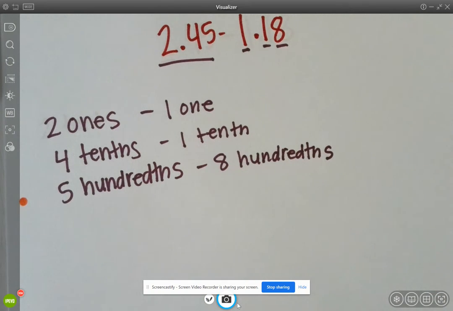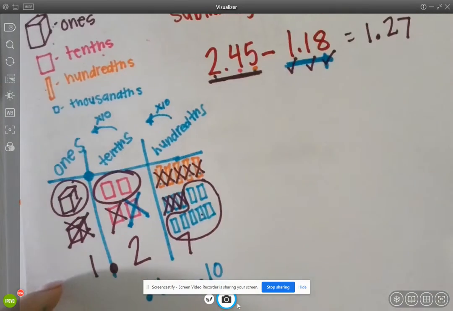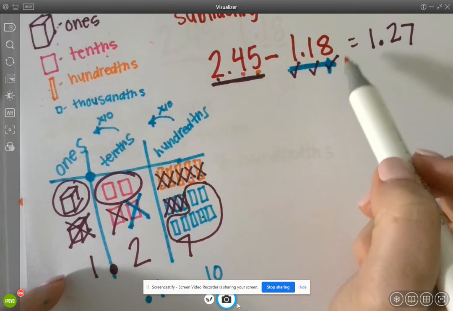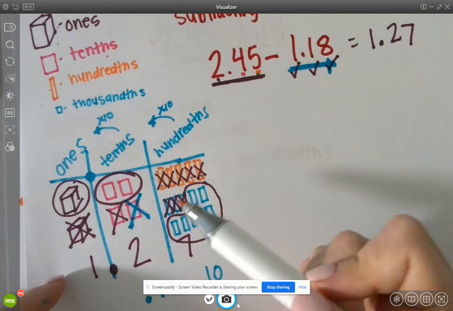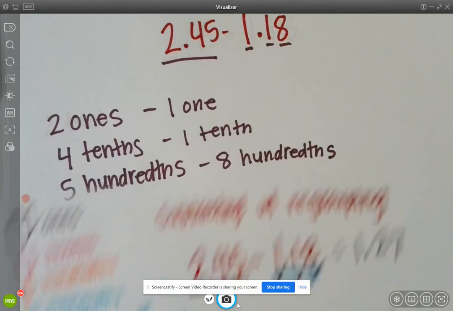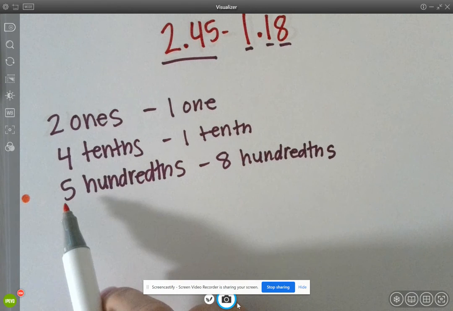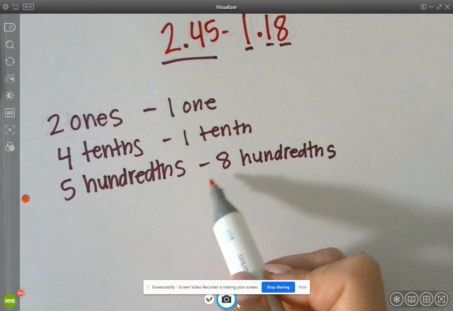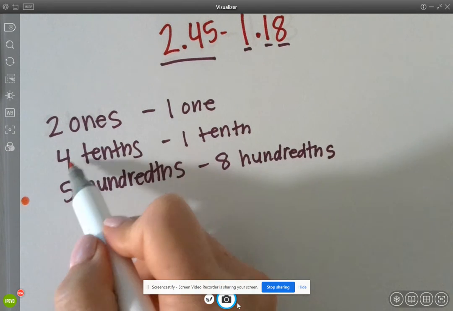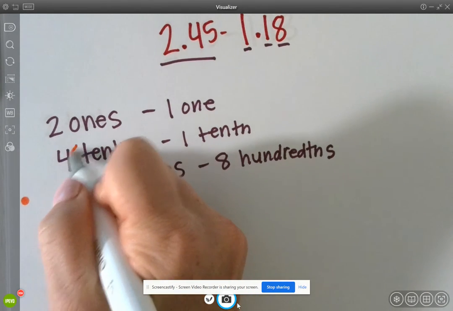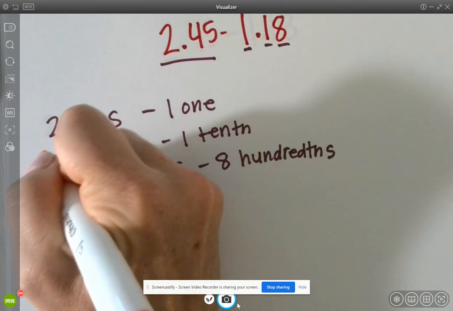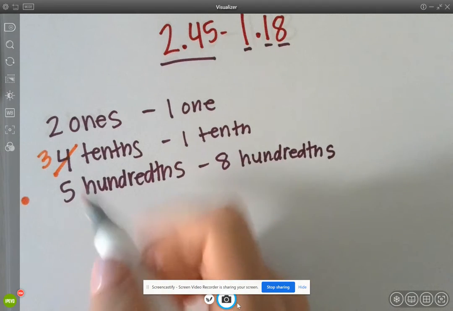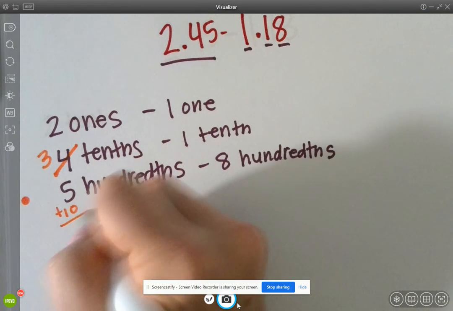So as I could tell from over here, this 5 couldn't take away 8 because 5 is a smaller number than 8. So I needed to borrow. So I'm going to do that same thing over here. I know that 5 is smaller than 8, so I cannot take 8 from 5. It doesn't make any sense. I don't have enough. So I need to borrow from this tenths place. So this 4 is going to change to a 3. And I know that 1 tenth makes 10 hundredths, so I'm going to add these 10 over here.